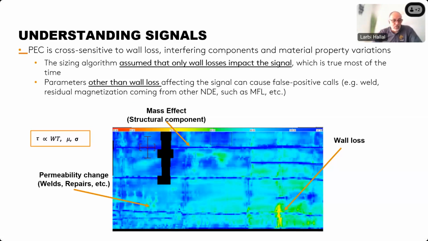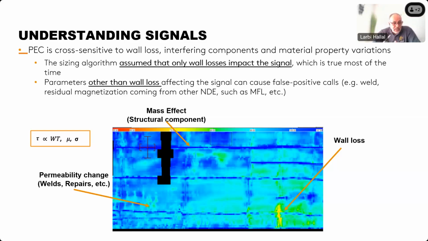PEC is sensitive to wall loss. That's what we are looking for: corrosion, erosion, and wall loss. But it is also sensitive to interfering components. If you have a metallic structure, for example, that will bring some mass effect on your signal. And of course, the material properties are important. So the magnetic permeability and the electric conductivity of the components will affect the PEC signals. Especially when you have variation across your component, this may lead to some false positive calls.